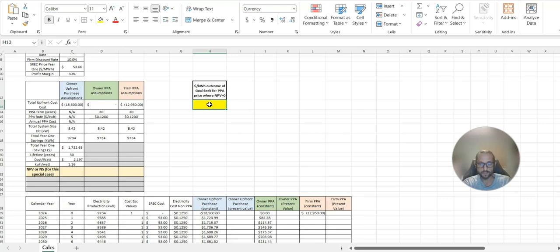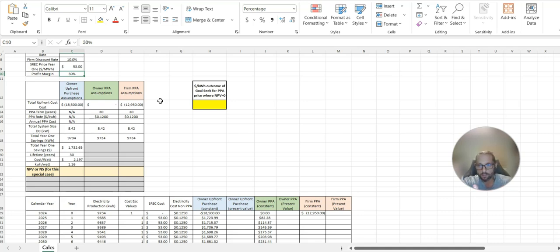Okay, so what is the price point for a PPA? What would you charge per kilowatt hour in order to break even after getting your 30% profit? Okay, so again, what is the break-even PPA price for 20 years, unchanging for 20 years, that would give the firm a net present value of 0, including this 30% profit?